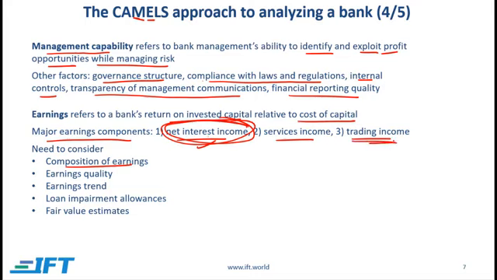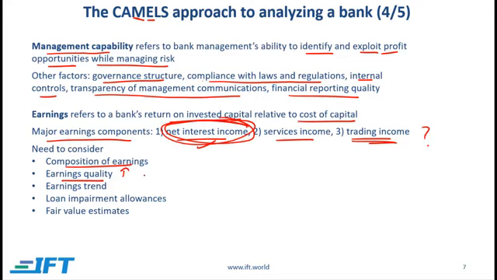Trading income tends to be the most volatile. So if in a given year, trading income is high relative to the other components, then that would be a cause for concern. And this is related to earnings quality. Earnings quality has to do with sustainability of earnings. If earnings are sustainable, that means quality is high. On the other hand, if a significant component of earnings are coming from non-recurring items, then that would imply that earnings quality is low.